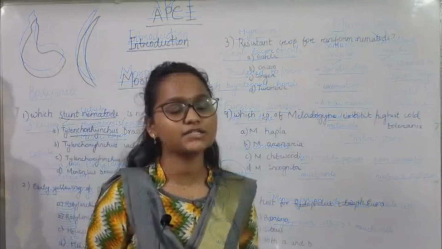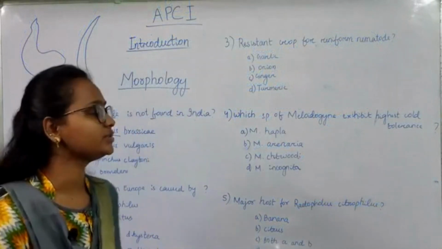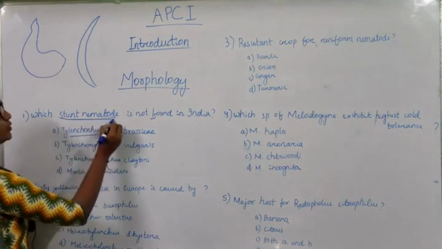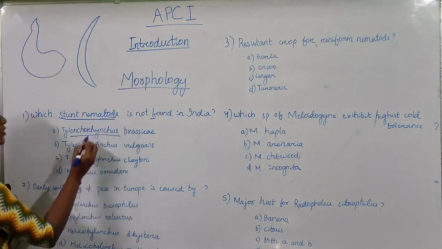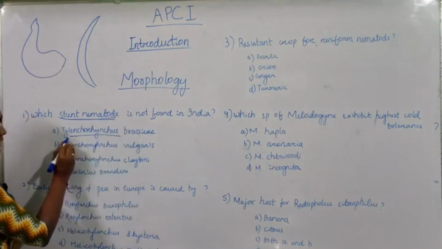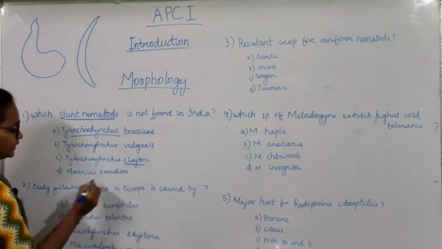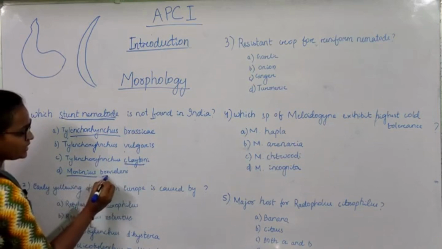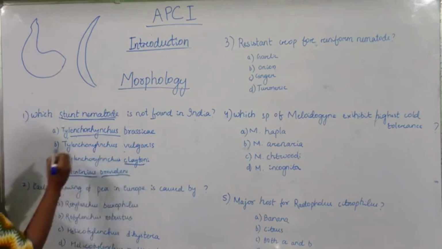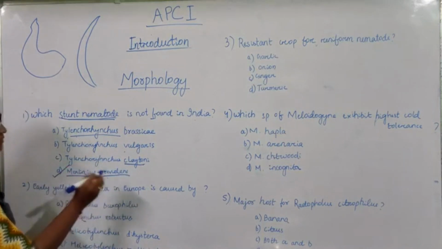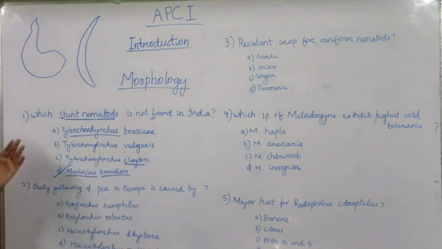So at last we will discuss some multiple choice questions, and here are some of the questions. First one is, which nematode is not found in India? The options are Tylenchorhynchus brassicae, Tylenchorhynchus vulgaris, Tylenchorhynchus claytoni, and the last one is Merlinius brevidens. The answer to this question is option D, Merlinius brevidens, which is not found in India.